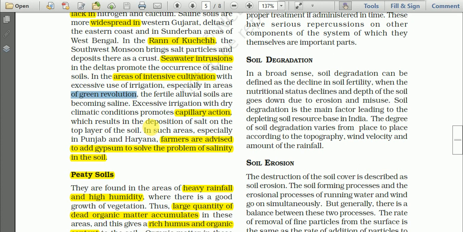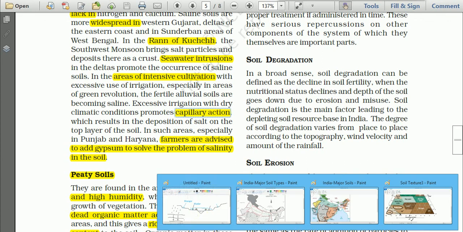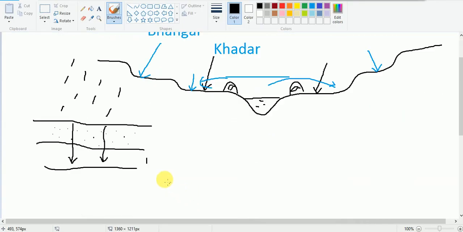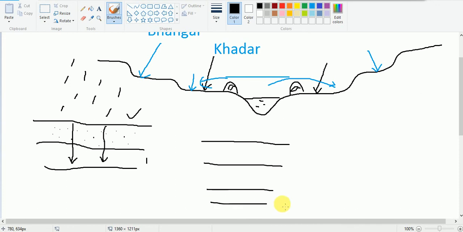Excessive irrigation with dry climatic conditions promotes capillary action, which results in the deposition of salt on the top layer of the soil. Capillary action, you know, this is the opposite of leaching. Just see here, this is about leaching. For the capillary action, just see here, it occurs mainly in the dry areas. This is in the wet areas, in the tropical rainy areas.